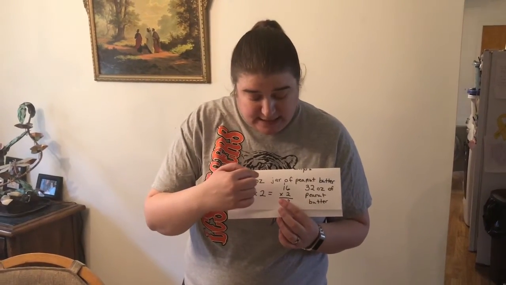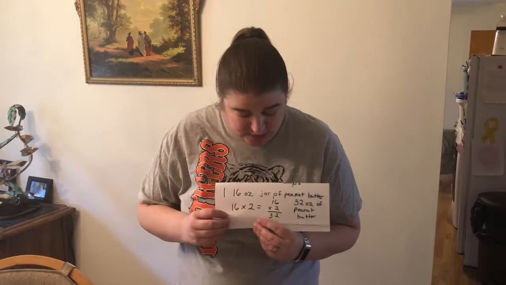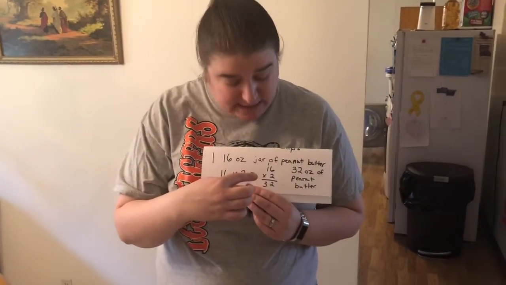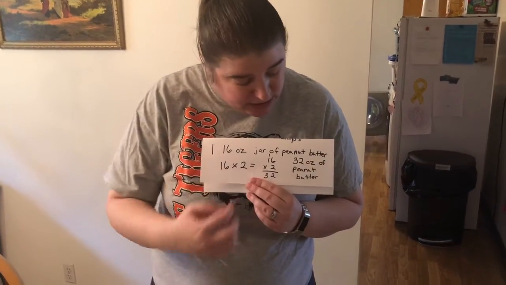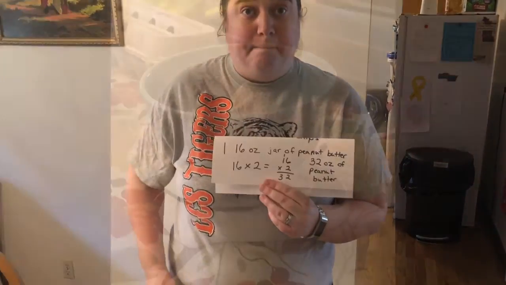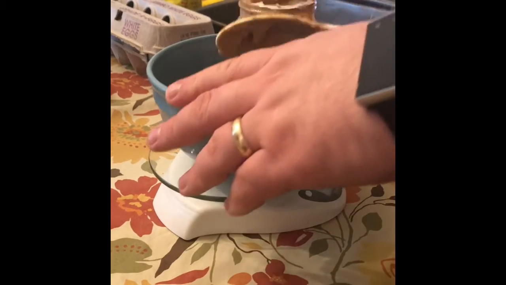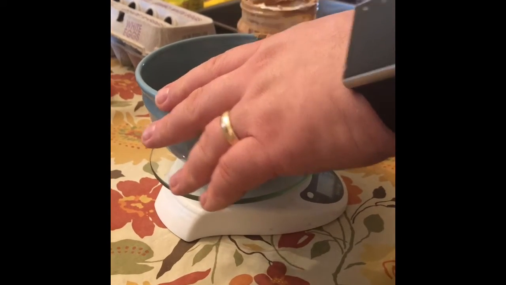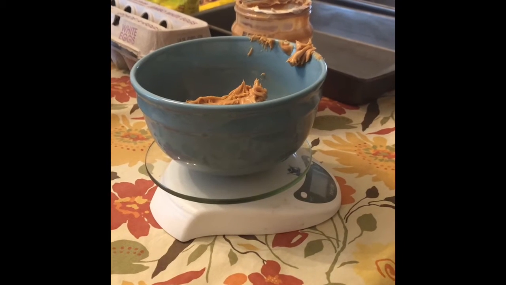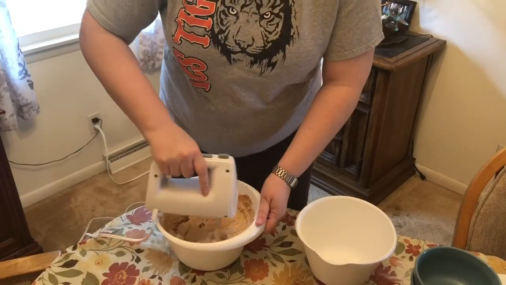Okay, next I need my peanut butter. 1 16-ounce jar of peanut butter, it says. What we have to do is we have to double the 16 ounces. So here's my work. I took 16 ounces and doubled it times 2. Gives me 32 ounces of peanut butter. Mrs. Tharp uses her scale to measure out 16 ounces of peanut butter. And if I double that, I'll measure out 32 ounces of peanut butter. Okay, mix everything together so far.